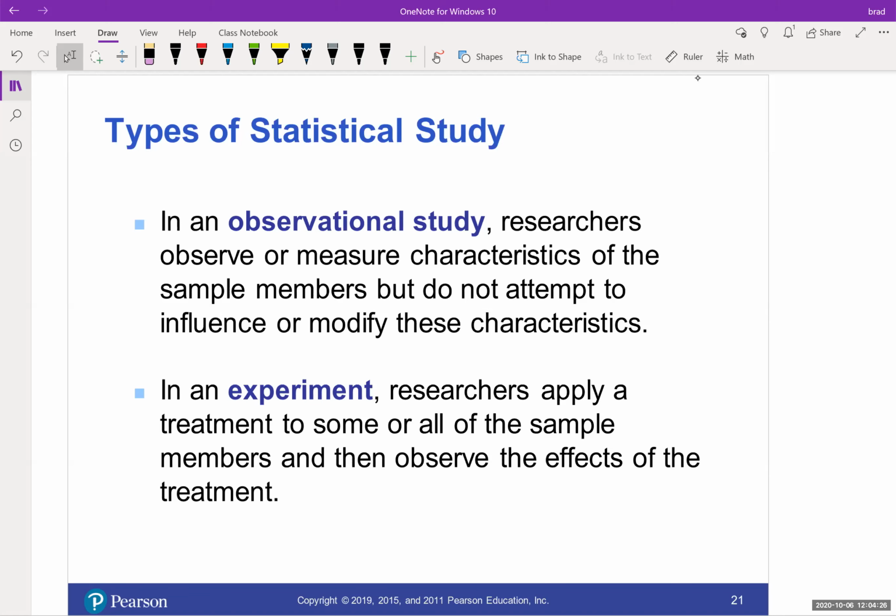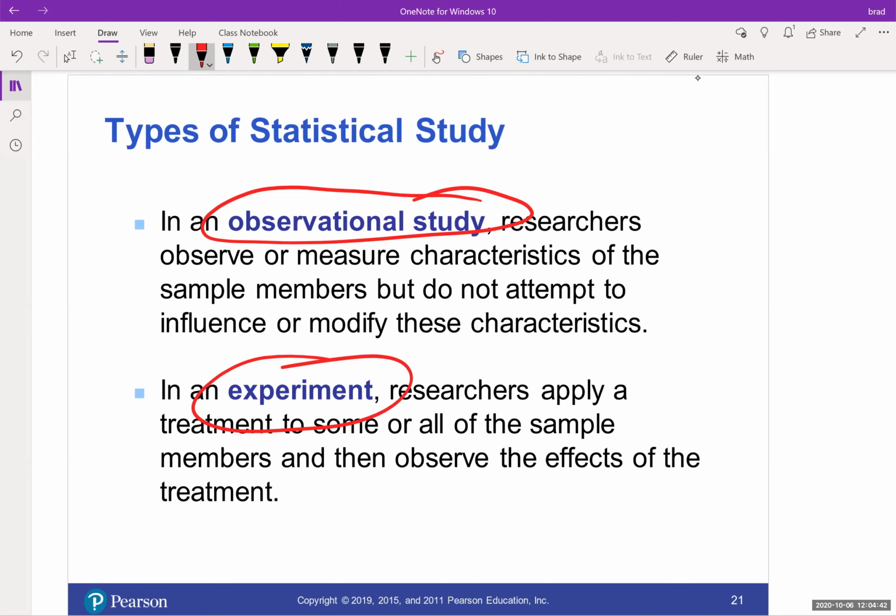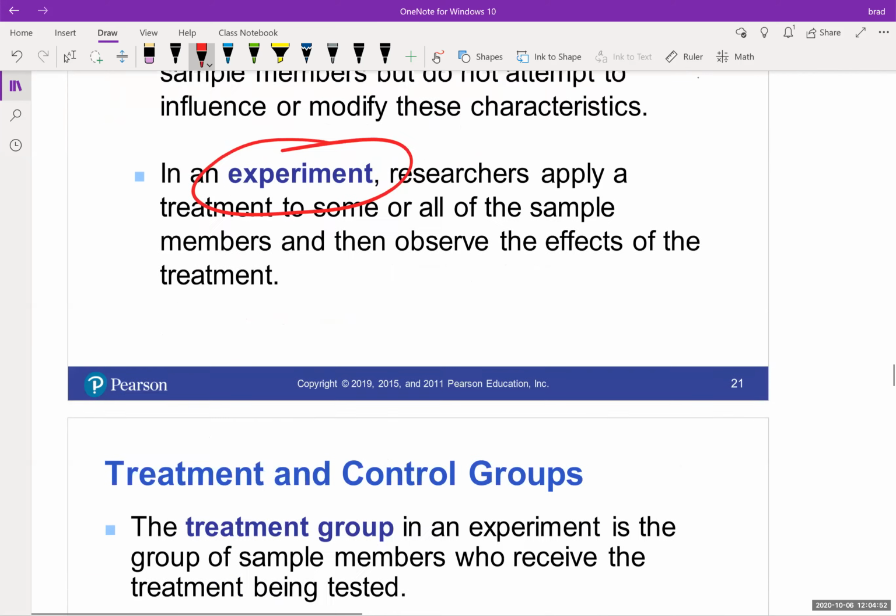Types of statistical studies. In an observational study, researchers observe or measure characteristics of the sample members, but do not attempt to influence or modify these characteristics. So this is observational, where they do not actually try to change anything. In an experiment, especially for example in the medical field, they will administer medication and then try to see the results. So researchers apply a treatment to some or all of the sample members and then observe the effects of the treatment.